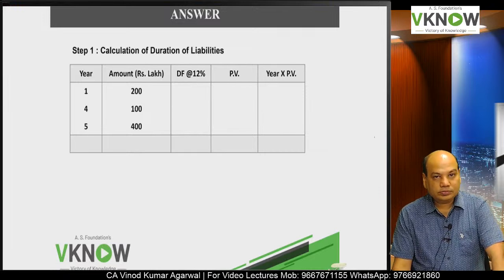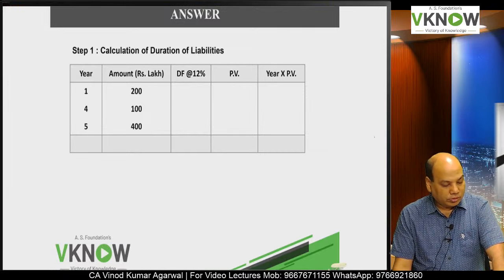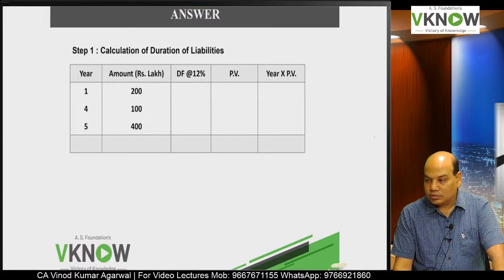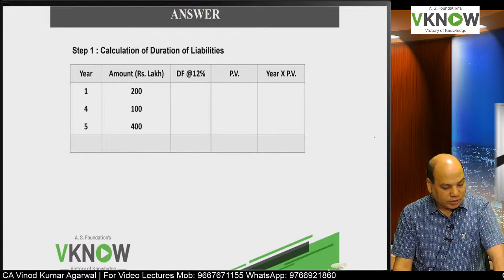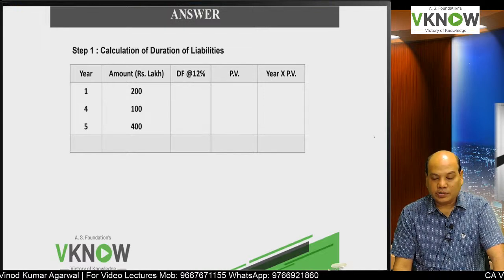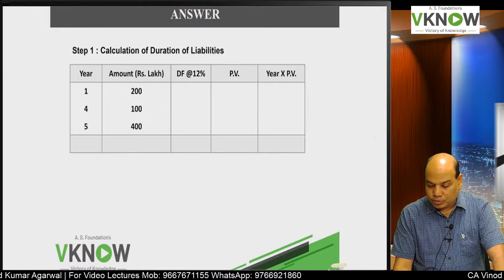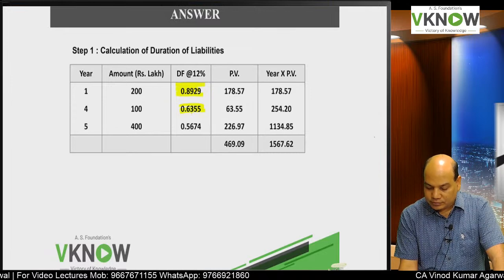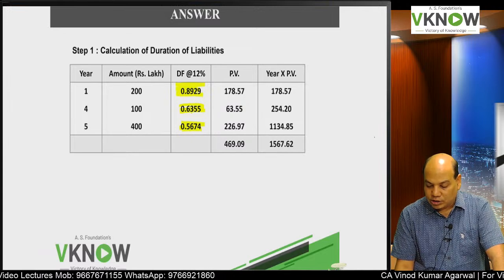Year 1, 4, 5. Amount 200, 100, 400. Take your calculator. Calculate the present value factor: 0.8929. Check. 0.6355, 0.5674. Very easy question, so I am doing it a little fast.